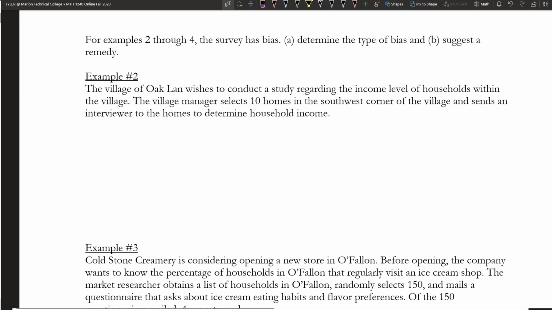All right, so now I have some examples to go through with you. I have 5 examples. Example 5 has a few parts.